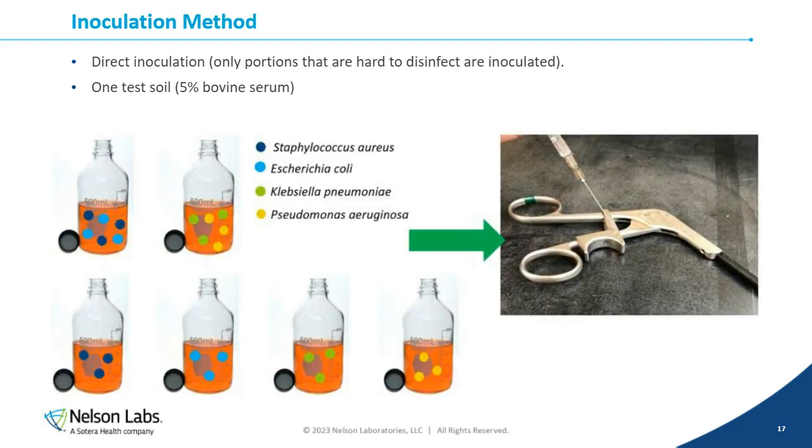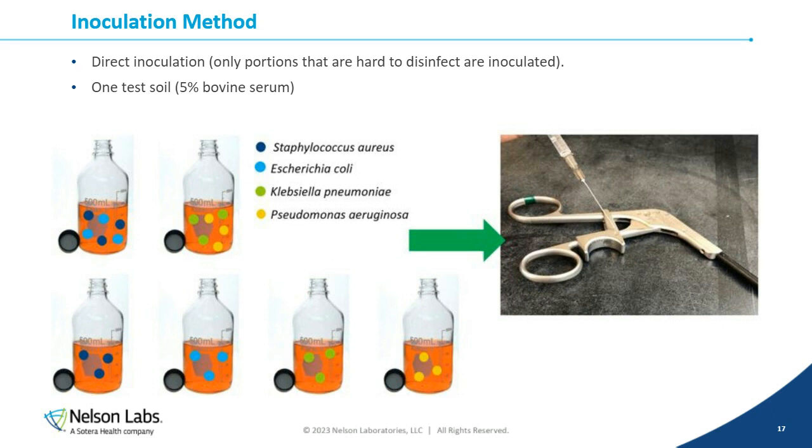So once you have shown effective neutralization, you are ready to move into the microbial reduction evaluation phase of your disinfection validation. And the first step of that, if you recall, was inoculating the samples with the appropriate microorganisms. And this is done through direct inoculation. So you will directly inoculate only those clinically relevant areas and those areas that are hard to disinfect with the chosen microorganisms based on your disinfection level.